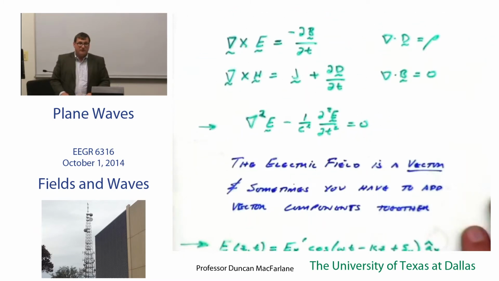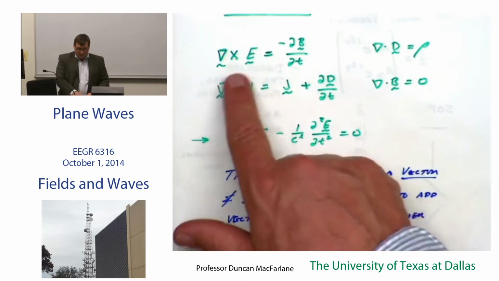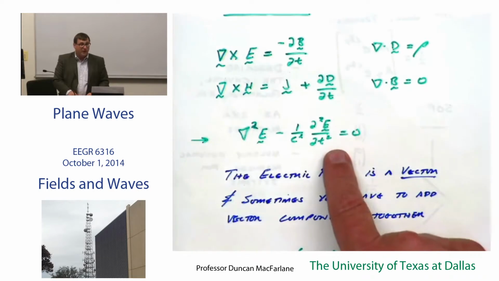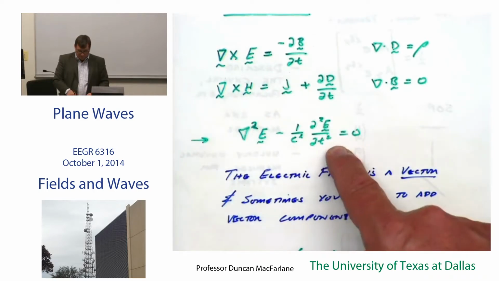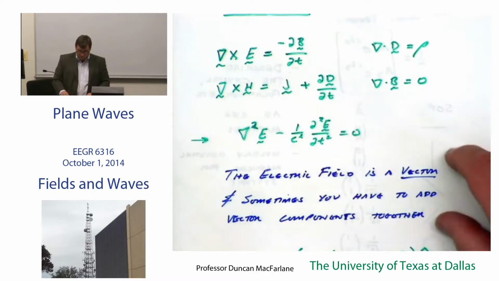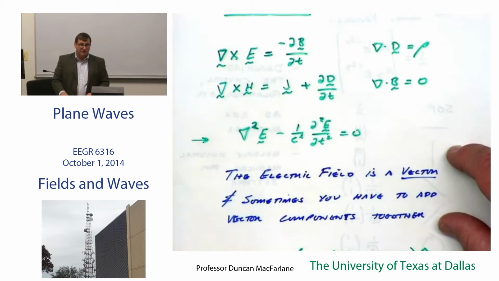Curl of E, curl of H equations, the wave equation, the vector wave equation. Okay, just what we did before. Adding vector components together is what we will do to describe interesting states of polarization. So it's just a superposition problem.